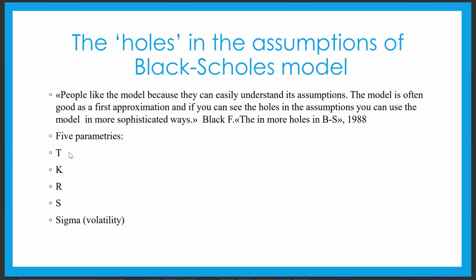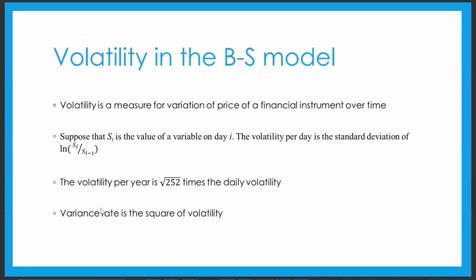So T is the time to maturity. It is how many days from today to maturity. What can we change? Nothing. K is the strike price. The strike price we choose, so we can change it. Interest rate, maybe the interest rate isn't constant, but in this model it's constant. And S is the initial stock price. So only for sigma do we have questions and problems. You remember how we can compute volatility in the Black-Scholes model.